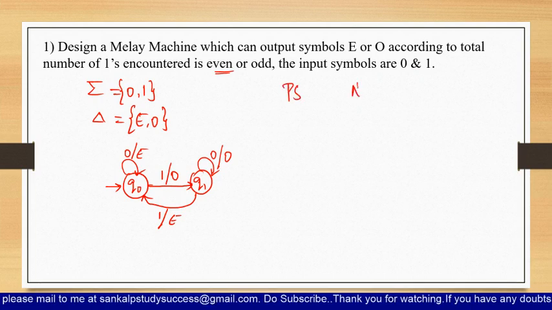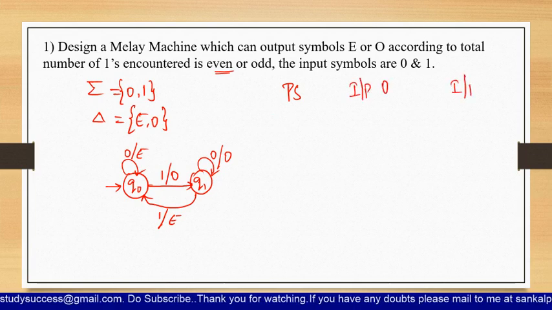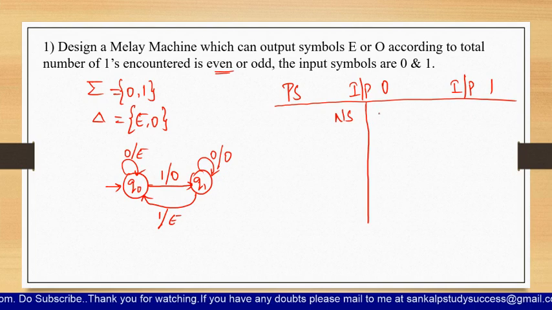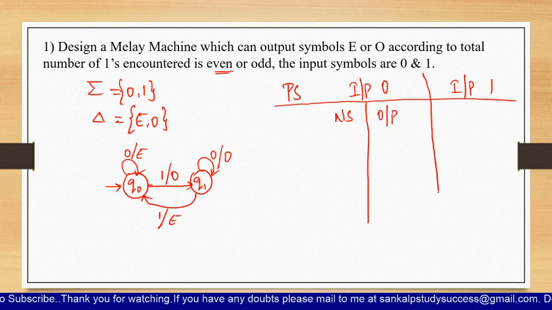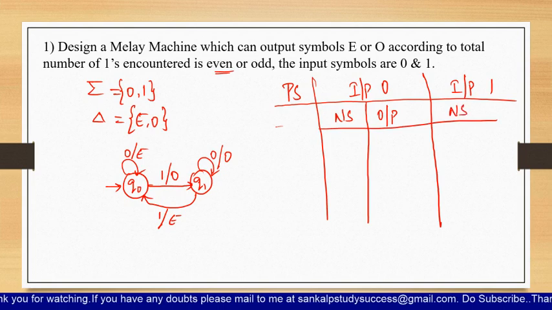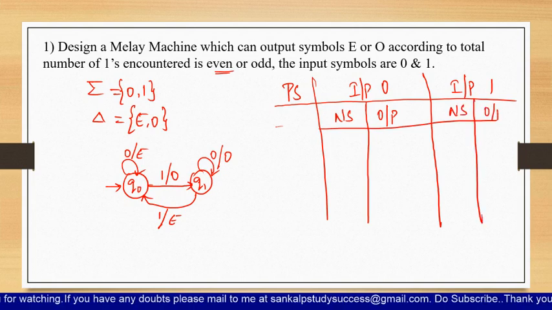Now let us draw the transition table for Mealy machine, where the first column is the present state. Here the input is 0 and the input is 1. Now what is the next state if you apply the input 0, and what is the output for that? Let us specify in this way. This is the next state for the input 1 and for output.